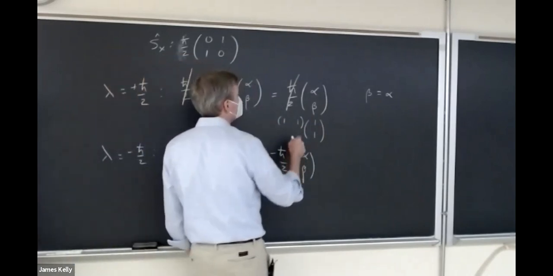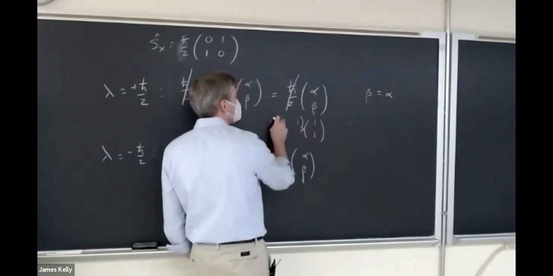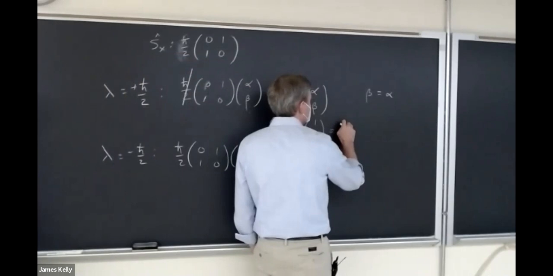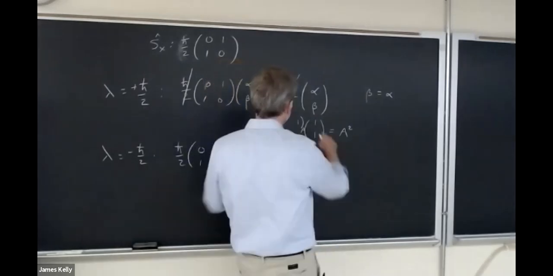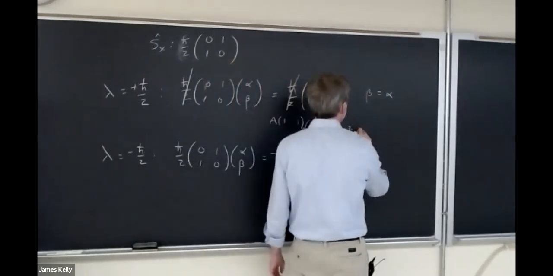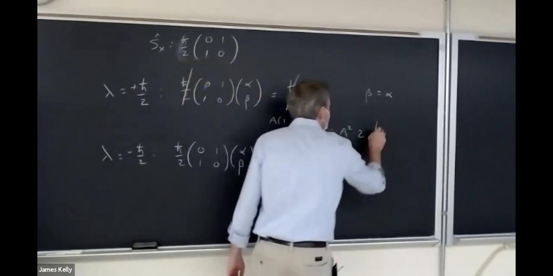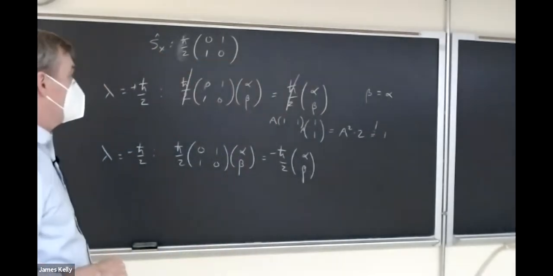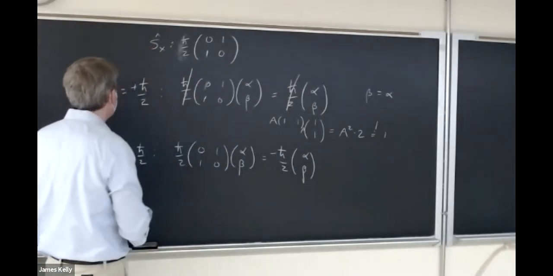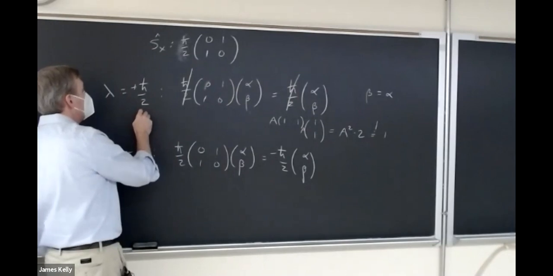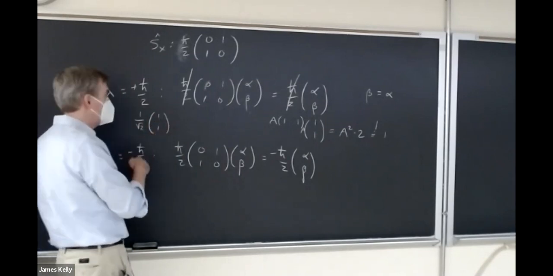Or another way to do it is to say, let's put an a out in front. If I put an a out in front of this and an a out in front of that, then I would get a squared times 1 times 1 plus 1 times 1 times 2. And I want that to be equal to 1. I'm going to demand that that's equal to 1, and that means a equals 1 over root 2. So it looks like our eigenvector corresponding to plus h bar over 2 is 1 over root 2 times 1, 1. Or I could just say 1 over root 2, 1 over root 2, doesn't matter.